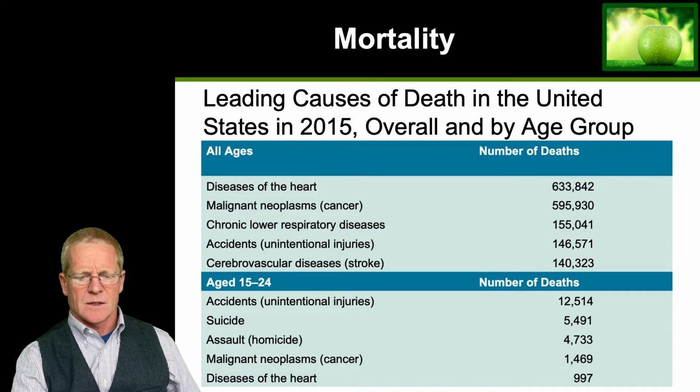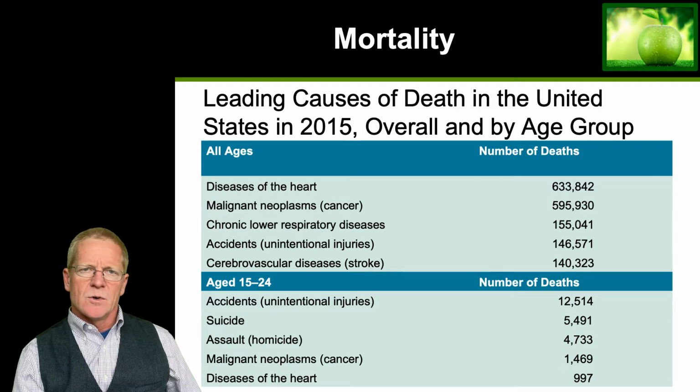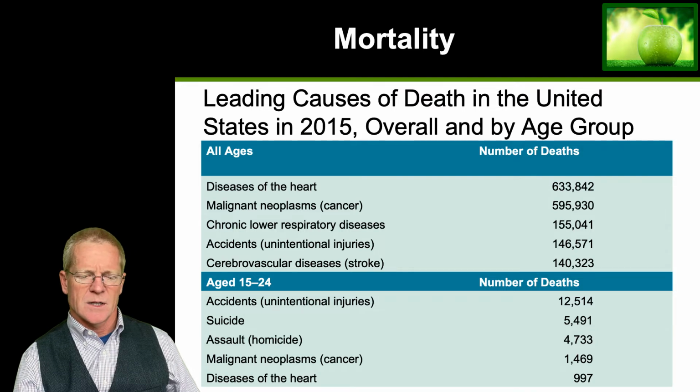So let's think about top causes of death in the United States, mortality in the United States. The leading causes of death are heart disease, followed by cancers, and then lower respiratory diseases. In your age group, the young folks, typically accidents or unintentional injuries cause a great deal of death as well.